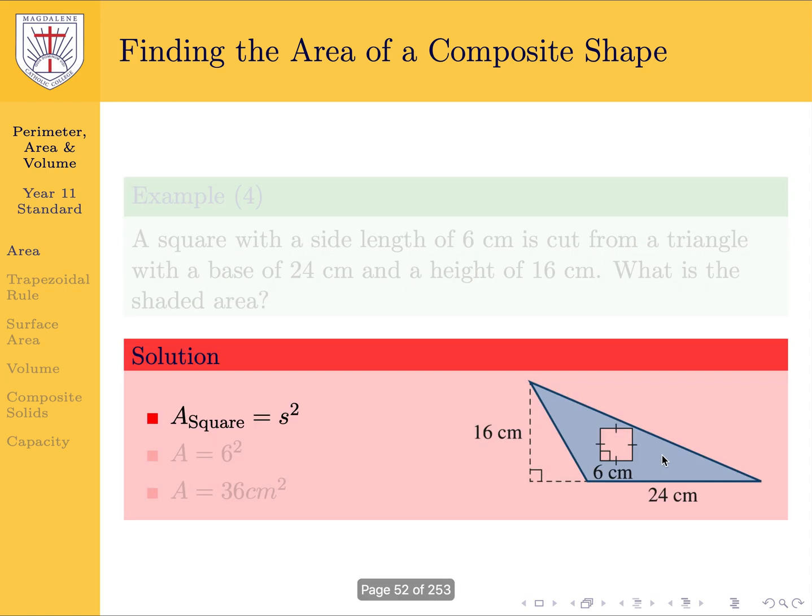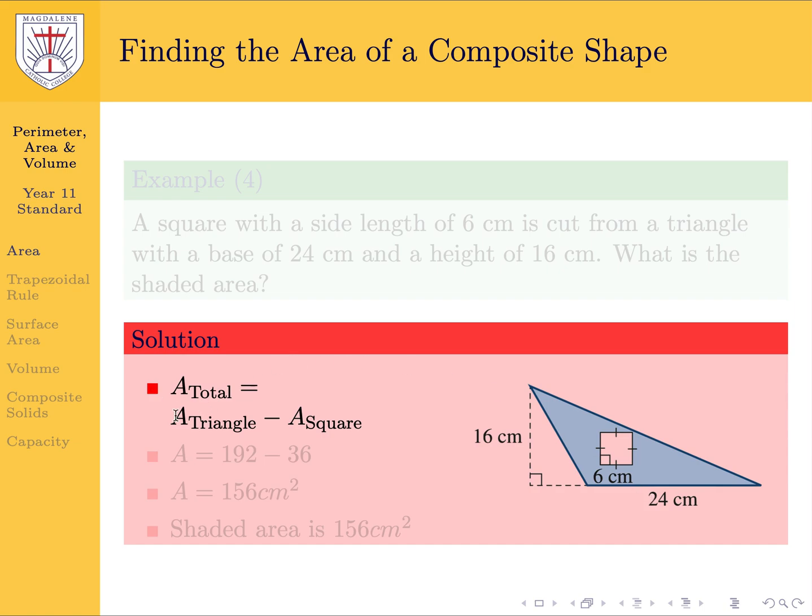Now we need to find the area of the square. So we know from the question, a square with a side length of 6 centimeters is cut from a triangle. So there's our square there, and we've cut it out. So it's got a side length of 6. So if we do 6 squared, we end up getting 36 centimeters squared. So now we need to put it together. But this is where we need to subtract because the square was taken away from the triangle instead of being added on.